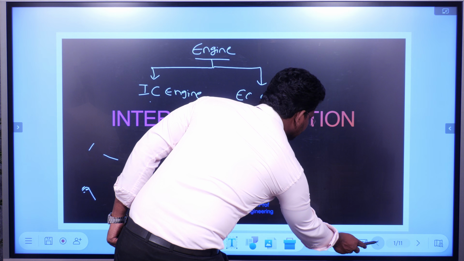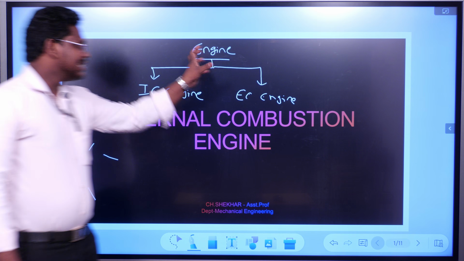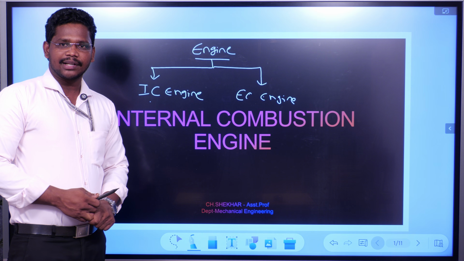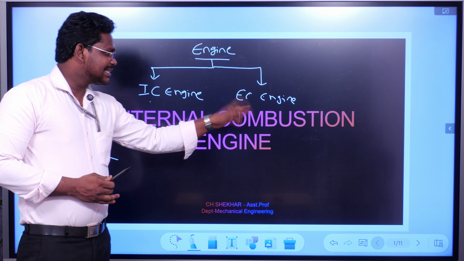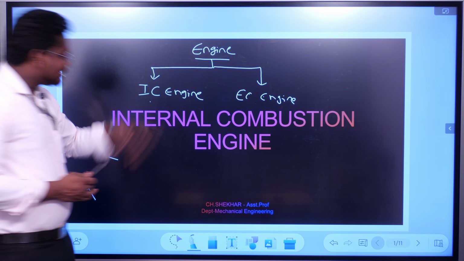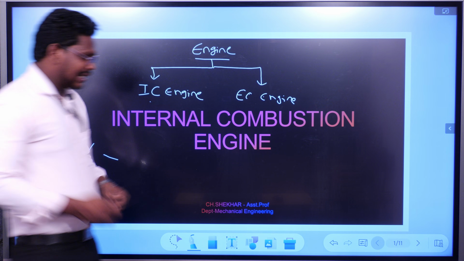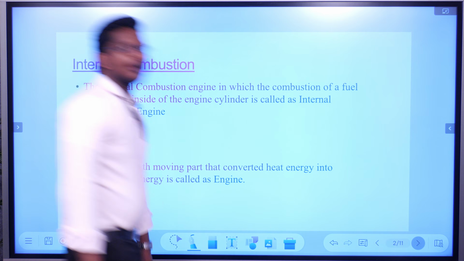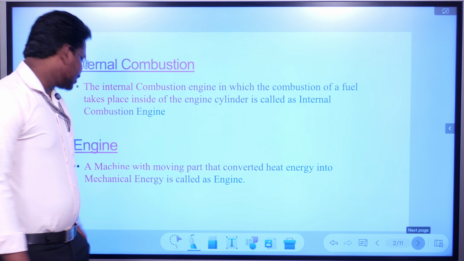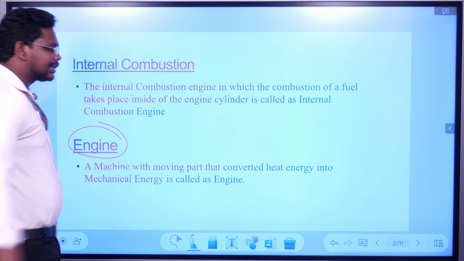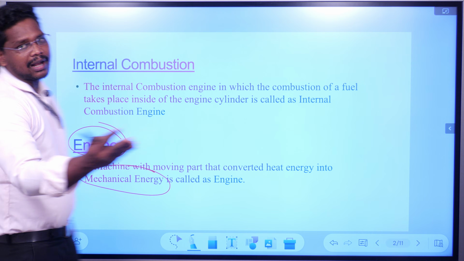I repeat once again. First of all, the internal combustion engine. What is an engine? A machine with moving parts that converts heat energy into mechanical energy. Classification of engines: IC engines and EC engines. EC means external combustion engine, IC means internal combustion engine. An internal combustion engine is one in which the combustion of fuel takes place inside the engine cylinder.